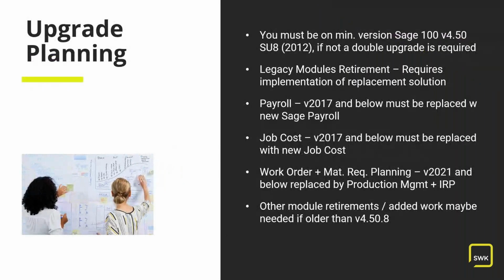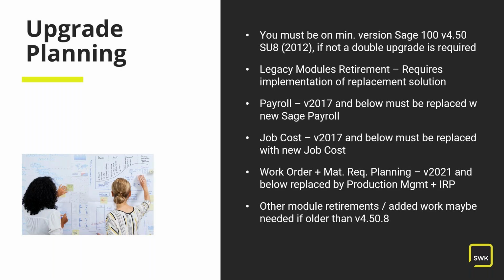All right, upgrade planning, a little bit more on upgrade planning. So you have to be on at least Sage 100 version 4.50. That's actually quite a while ago now. That's the 2012 vintage. If you were below version 4.50 service update 8, you have to do a double upgrade. That means we upgrade you first to the version 4.50.8, and then we can take you from there up to the version that you need to be on. Of course, that would be Sage 100 2024 as of today.